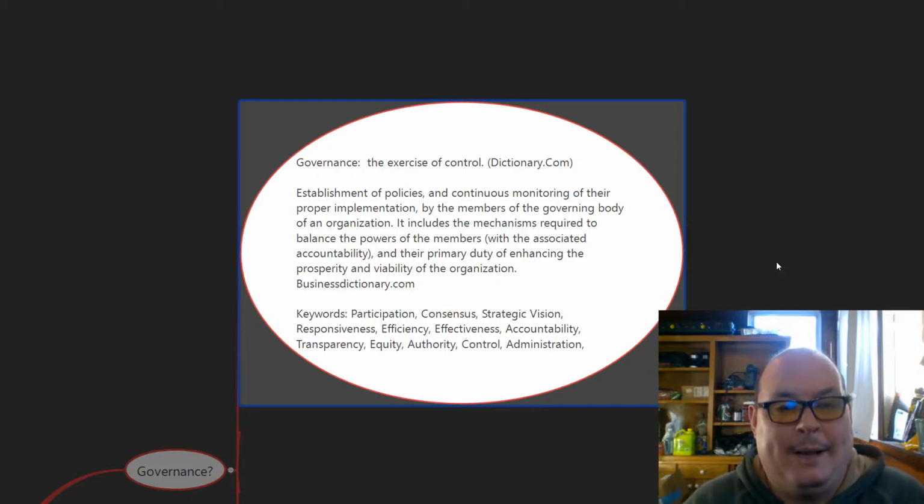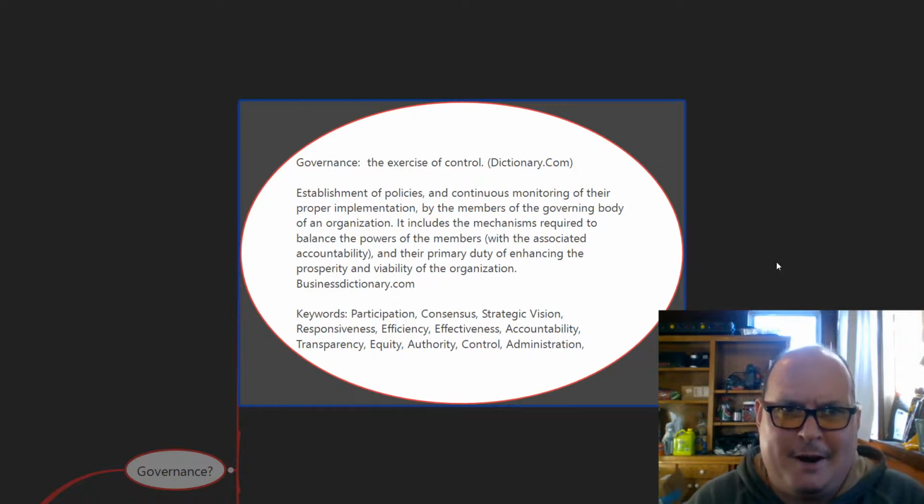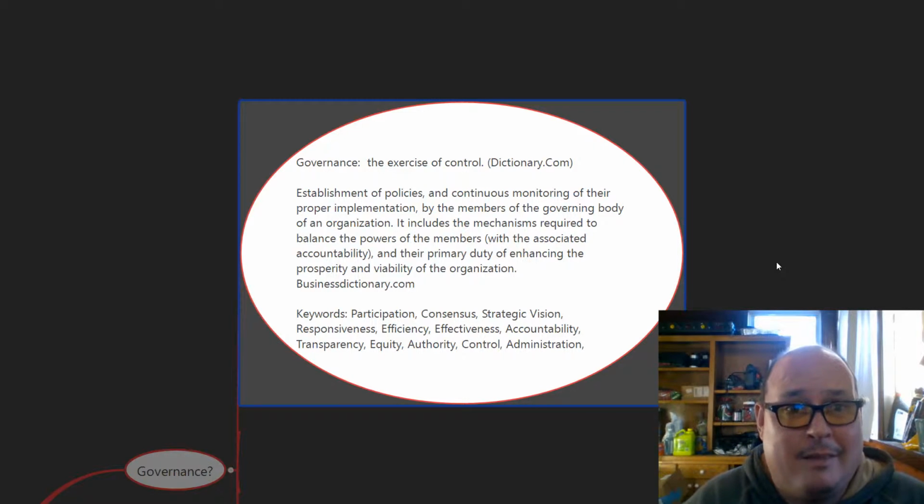All right. And then I went and got some keywords because I wanted to build a concept in my head. So: participation, consensus, strategic vision, responsiveness, efficiency, effectiveness, accountability, transparency, equity, authority, control, and administration. These are the things that are important. So that's general business governance.